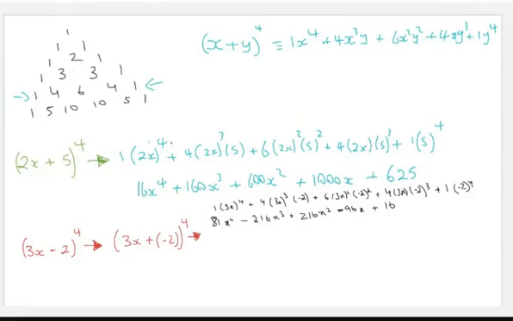Then 3 squared is 9. Times 4 is 36. 36 times 2 is 72 times 3. Yep. And it's plus 216. 8 times 3 is 24 times 4 is 96. Yep, minus 96x plus 16. Cool.